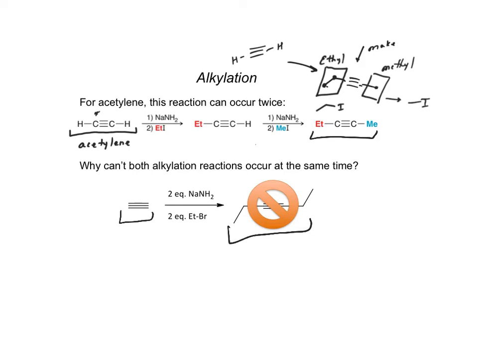So when we do this, we need to do it in 2 separate steps where we add one side of the chain in the first step, and in the second step we'll add the other side of the chain.